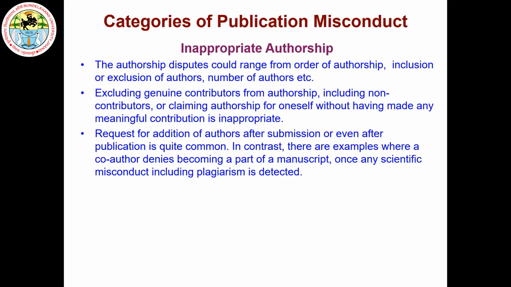Then the next issue, the major type of category of publication misconduct, is inappropriate authorship. This is also a big issue. Many times this leads to many problems. The authorship dispute could range from order of authorship, so where my name should come first, second, third, or maybe last. Many times inclusion or exclusion of authors. Some are excluded, some are included. And how many authors, the number of authors. So these are the major issues which lead to authorship disputes.